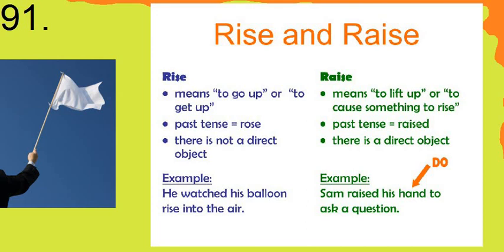If we look at these two example sentences though, he watched his balloon rise into the air. So he's not actually actively raising the balloon, it's going up by itself. So we use rise. In the second one, Sam raised his hand to ask a question. So the hand is being raised by Sam himself. He is actively doing something here. So this time we use raise. Rise can also be used to mean wake up or get out of bed. And raise can also be used to describe an increase in your salary.